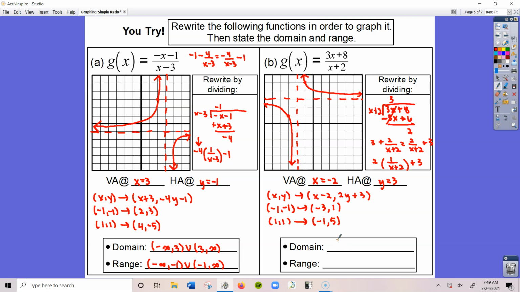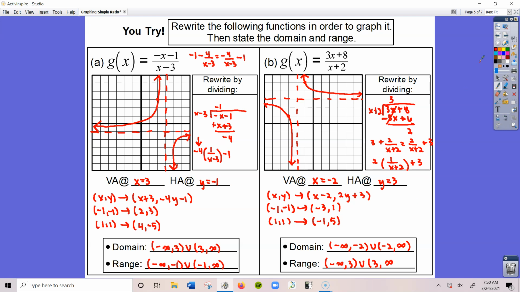Now for the domain. The domain is restricted by the vertical asymptote. So our domain here would be negative infinity to negative 2, union negative 2 to infinity. The range is going to be restricted by my horizontal asymptote. So negative infinity to 3, union 3 to infinity.